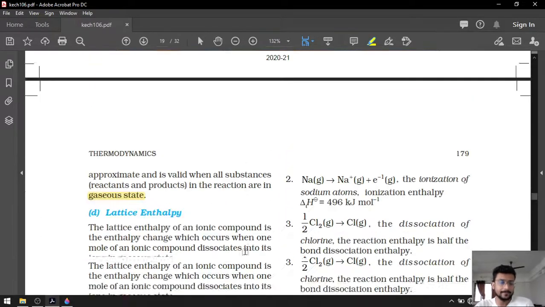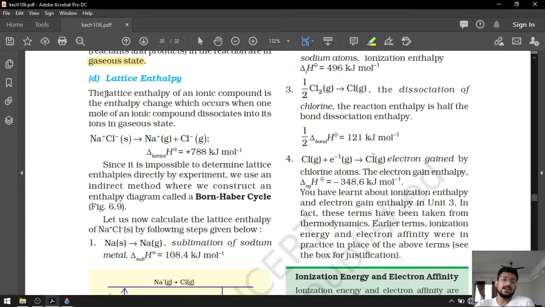Okay, our next enthalpy is lattice enthalpy. For the explanation of lattice enthalpy, we are going to study the Born-Haber cycle. First of all, this cycle is a 5 marker, the most important question for you guys.